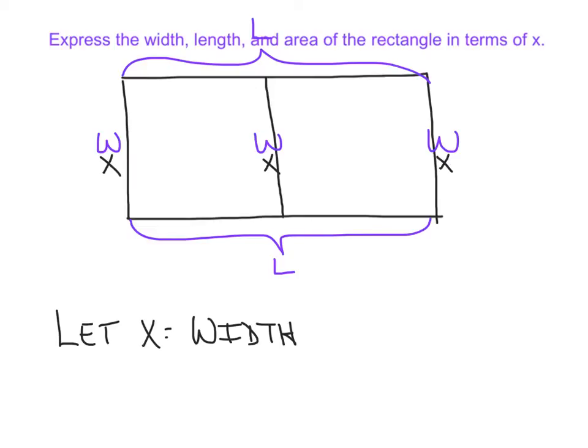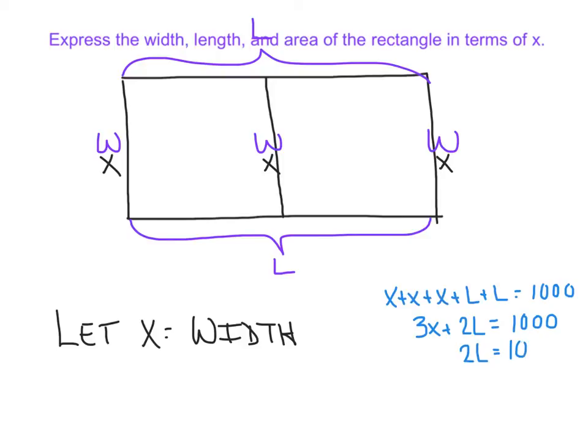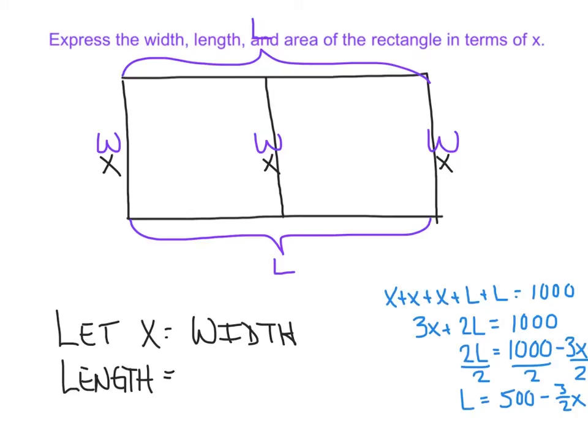Now think about that. The grand total amount of fencing was 1,000. So I'm thinking, off to the side here, that x plus x plus x plus length plus length has to equal 1,000 meters, because that's how much fencing I have to play with. So 3x plus 2l equals 1,000. And then I'm just going to solve for l. First thing to do is I'll subtract 3x, so 1,000 minus 3x. Then I'm going to divide each term by 2. That's going to leave me with length equals 500 minus 3/2 x. We'll rewrite that over here to be safe: length has got to be 500 minus 3/2 x.